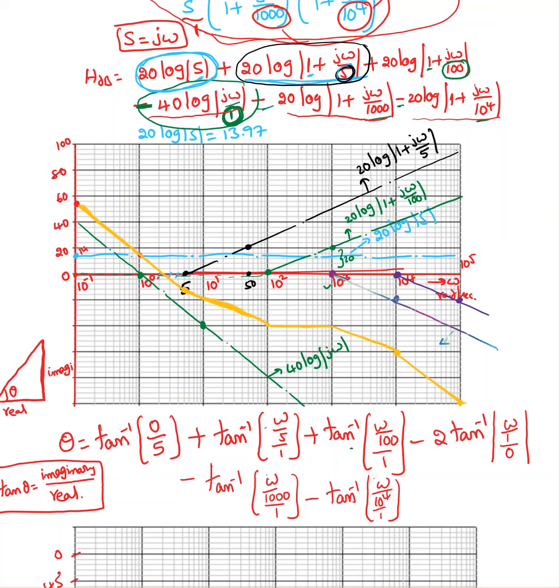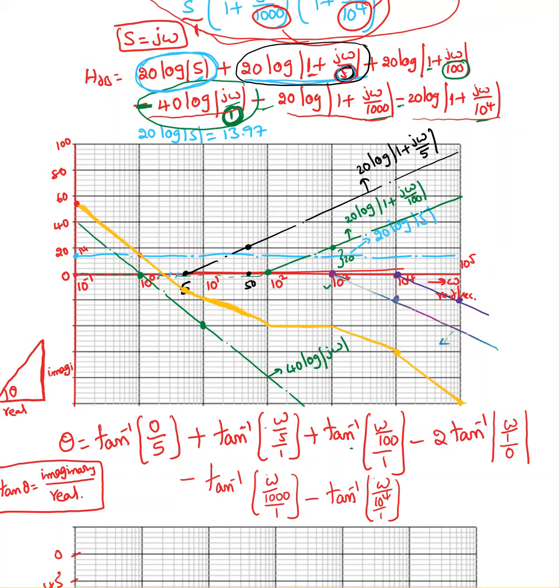So it's going to start at 5; up to 5, the magnitude is 0. Whenever you see a real part and imaginary part, where the real part is 1, in that case the magnitude is going to be 0 up to the corner frequency, and then it will have a slope of 20 decibels per decade. If it is a zero, then it is increasing. If it is a pole, it's going to decrease.